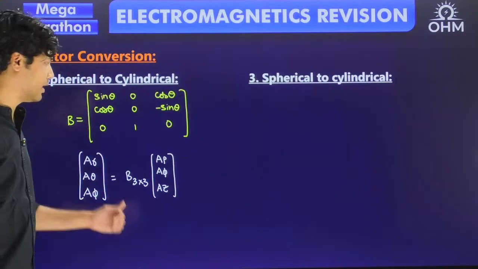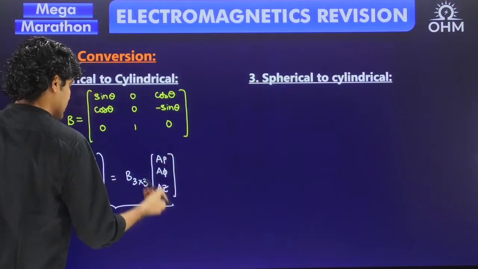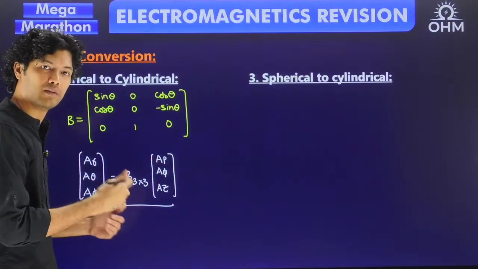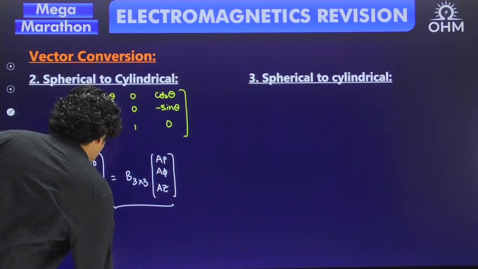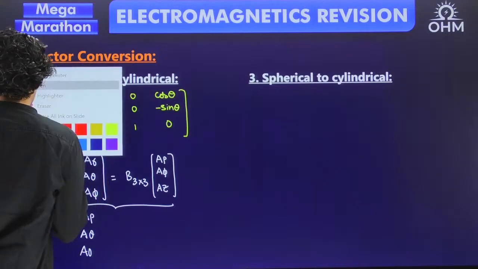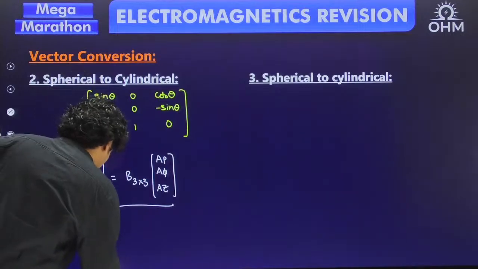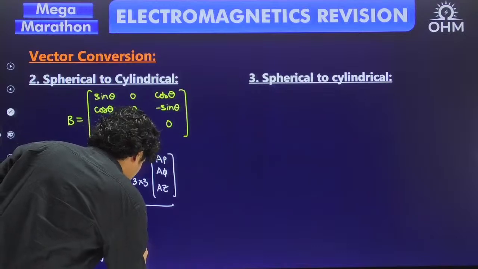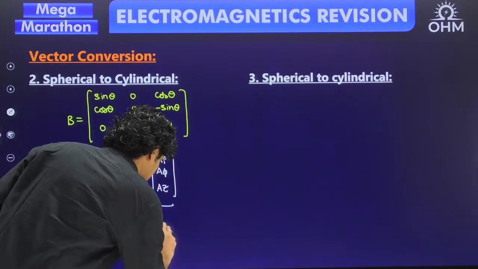And like in the previous case, if you want the reverse, that is if you want A rho, A phi, Az in terms of AR, A theta, A phi, all you have to do is take the transpose of this. Technically you are supposed to take the inverse, but here the inversion becomes equivalent to the transpose only in this case. So A rho, A phi, Az becomes equal to the same 3 by 3 matrix transpose multiplied with AR, A theta, A phi.